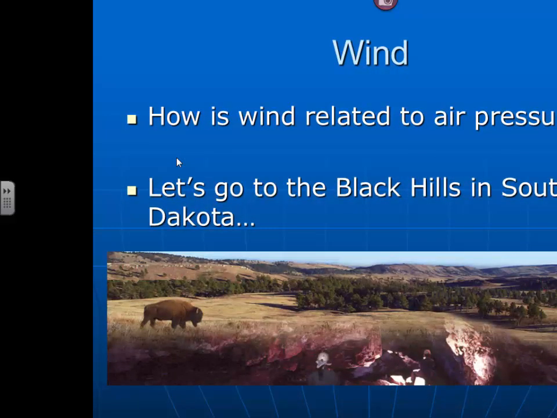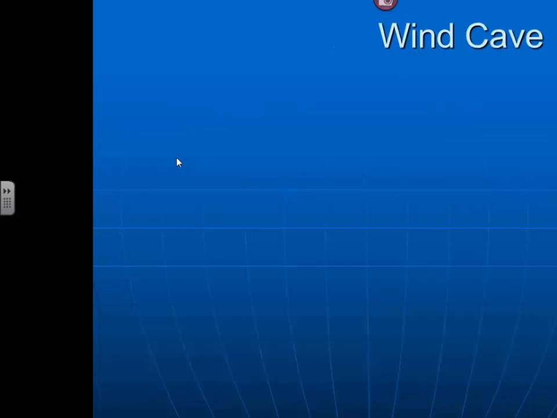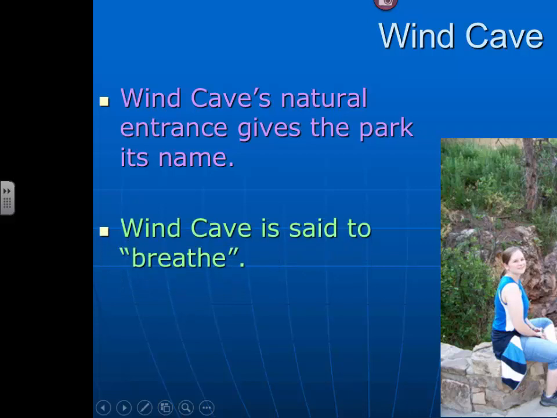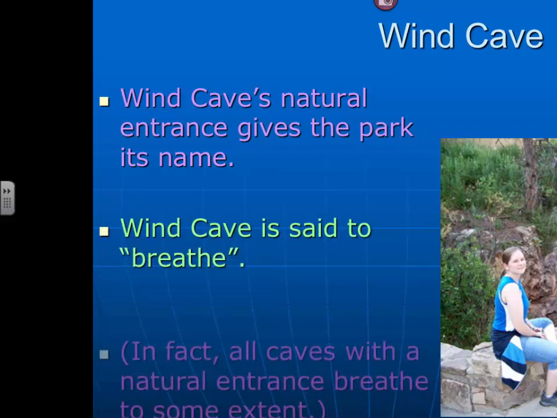To learn how air pressure is related to wind, let's take a quick trip to the Black Hills in South Dakota. I visited the Black Hills in South Dakota a few years ago, and I went to a place called Wind Cave. Wind Cave gets its name because its natural entrance, which you can see right here in the picture next to me, this hole in the ground right here is the natural entrance to the cave. That entrance is said to breathe. That means air comes out of it sometimes and air goes rushing into it sometimes.